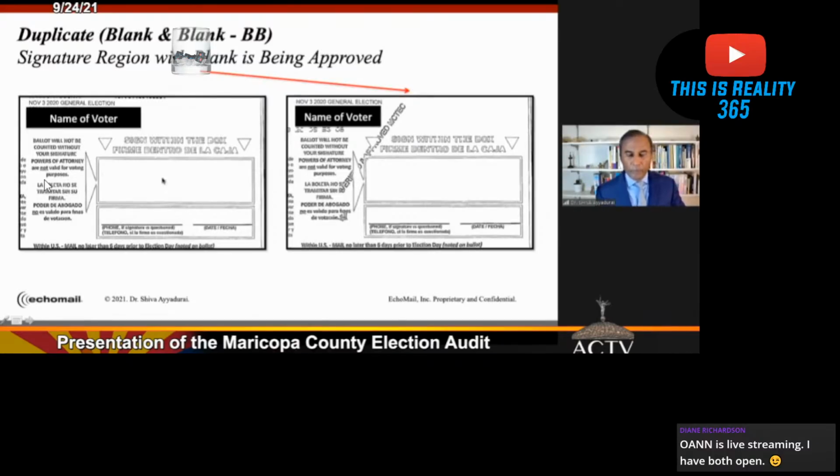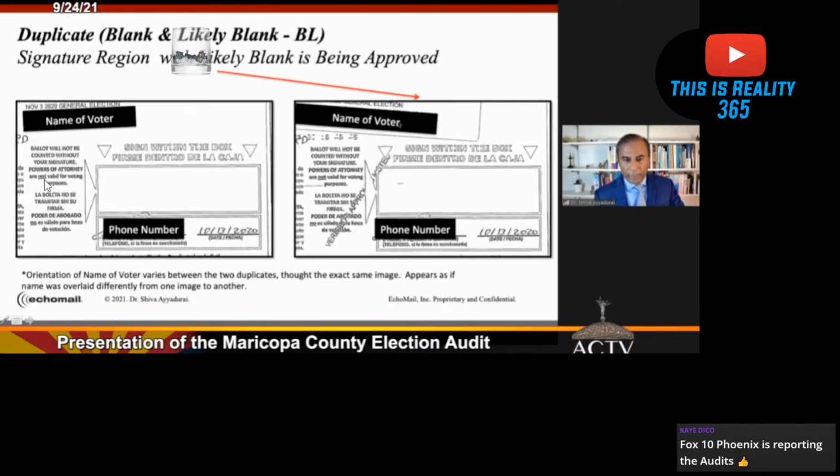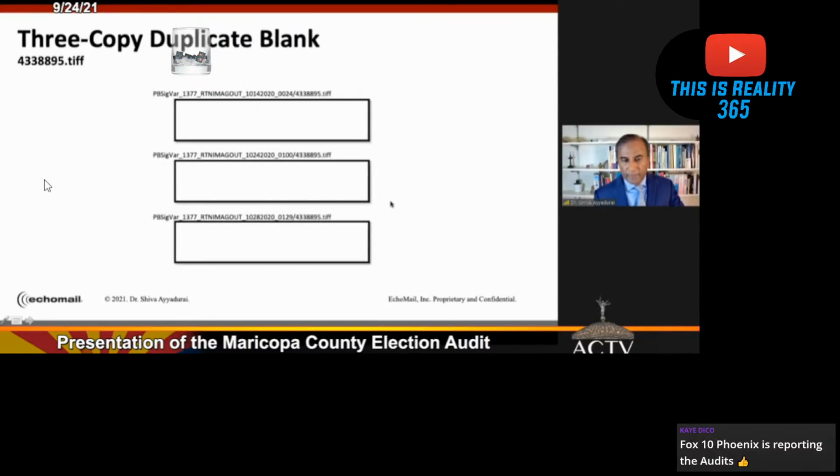And here you have one with a blank, and this blank has been approved. And here we have one which is a blank, and a likely blank with a little dot over here has been approved. And similarly over here, we have a signature and a likely blank, and again, the likely blank is being approved. And here's an example of a 3-copy one. We have 3-copy duplicates, all are blank. We'll come back to showing whether they were approved or not. And here's an example of 3-copy scribbles.